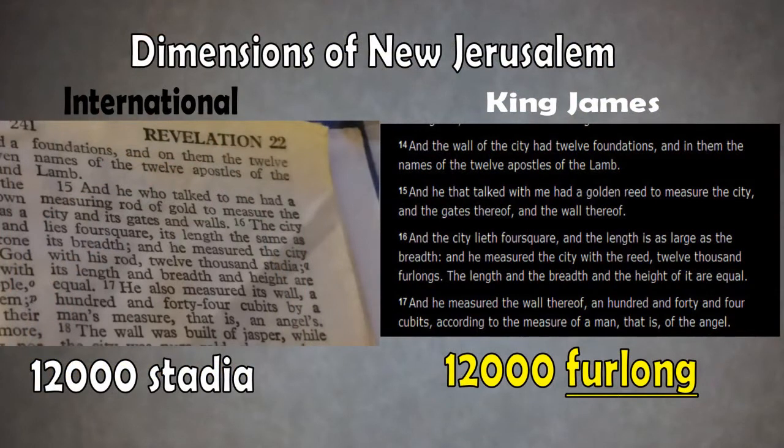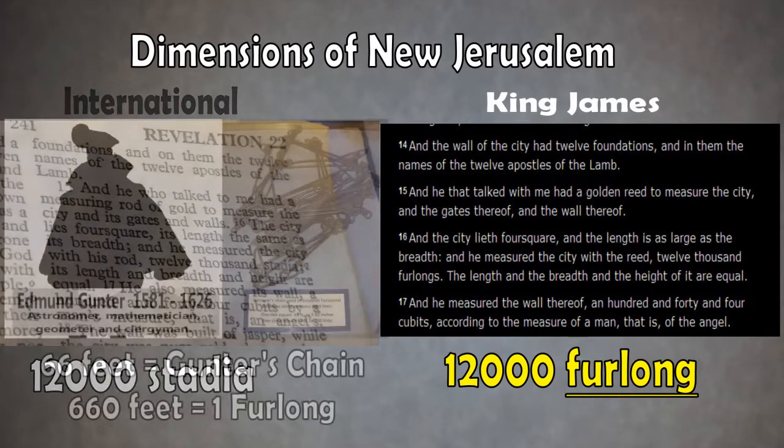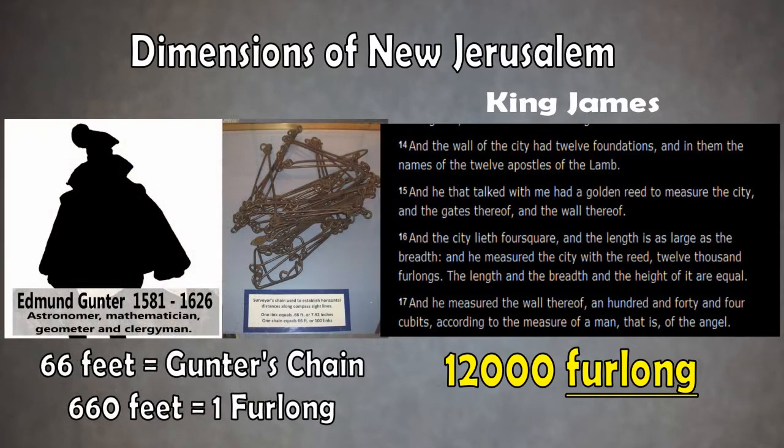Now, your standard, like the International Standard, I think it's called, will describe the walls of New Jerusalem. The height, the length, and the depth of New Jerusalem is 12,000 stadia. But in the King James version of the Bible, they describe it as 12,000 furlongs. Now, that's very important because only a short time before, Edmund Gunter had invented Gunter's chain of 66 feet. And 660 feet is 1 furlong, so 10 Gunter's chains is 1 furlong.